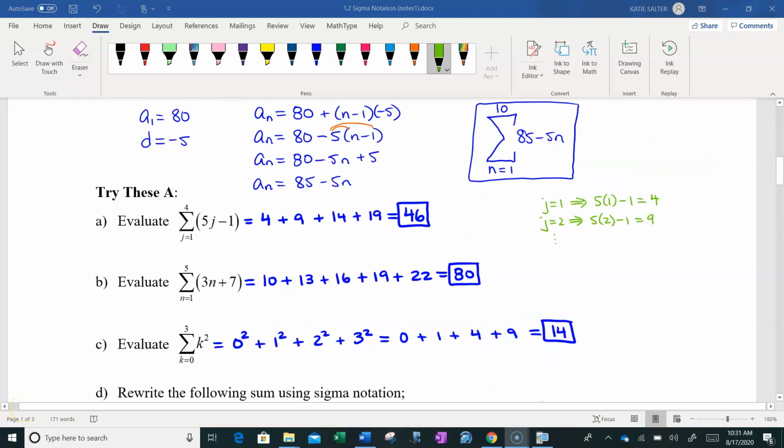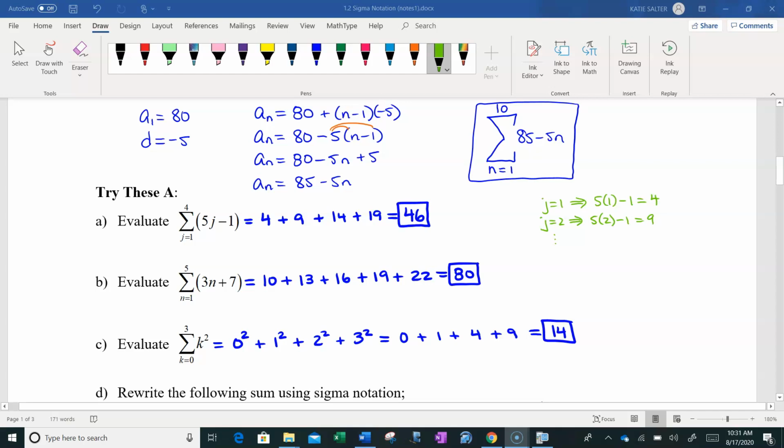So for the first one, it has us summing from the first term to the 4th term. So all we're doing is just substituting in 1, substituting in 2, substituting 3, substituting 4. And a lot of us can just do this in our head. 5 times 1 minus 1 is 4. 5 times 2 minus 1 is 9. 5 times 3 minus 1 is 14, and so on. And then we just add those terms up.